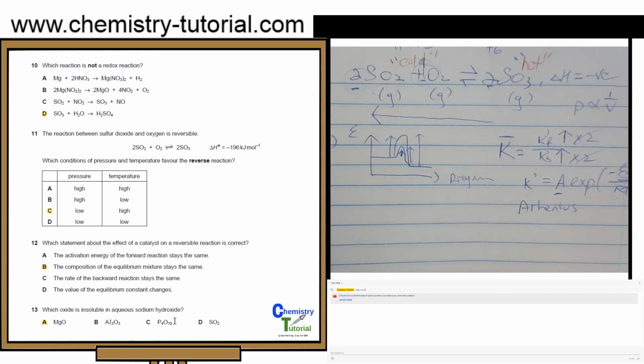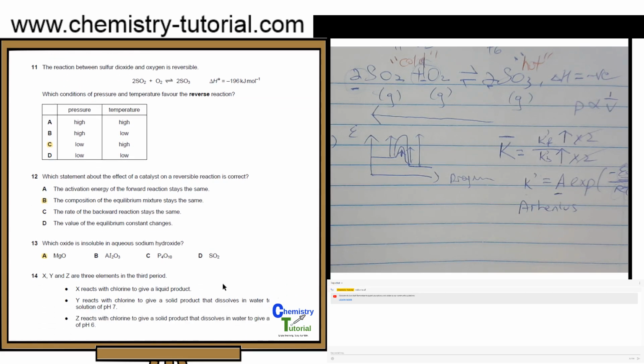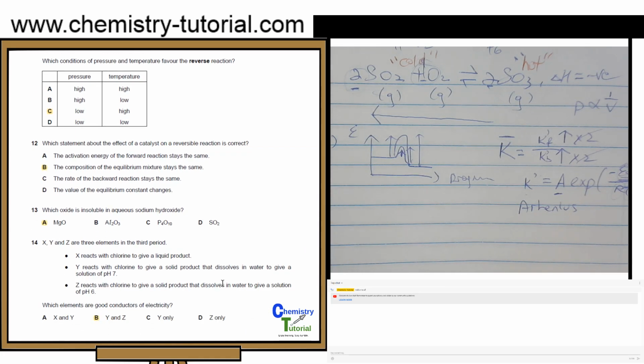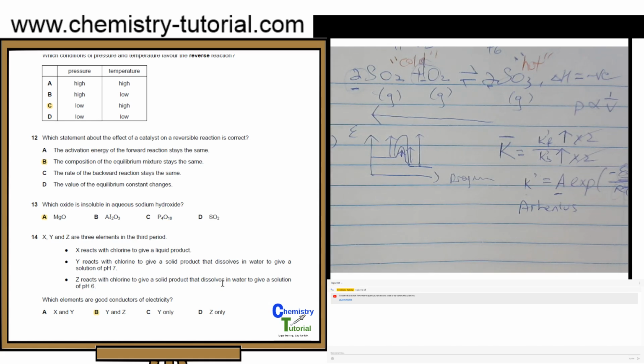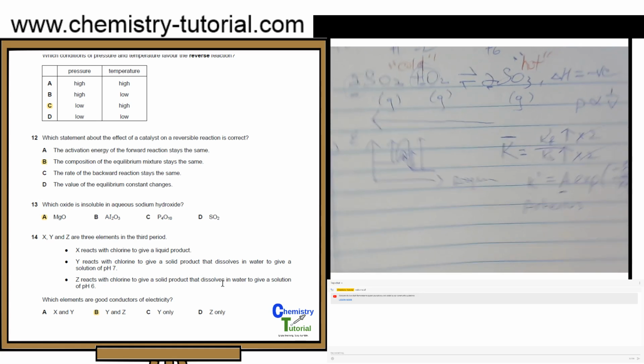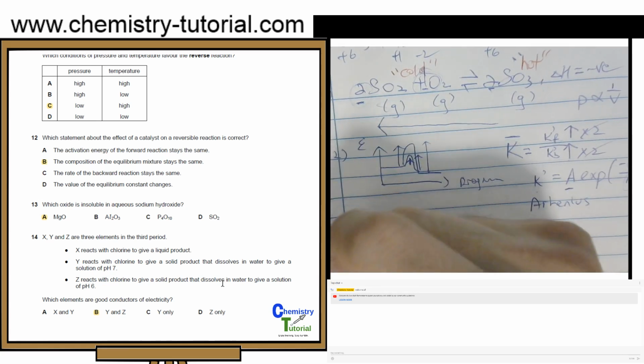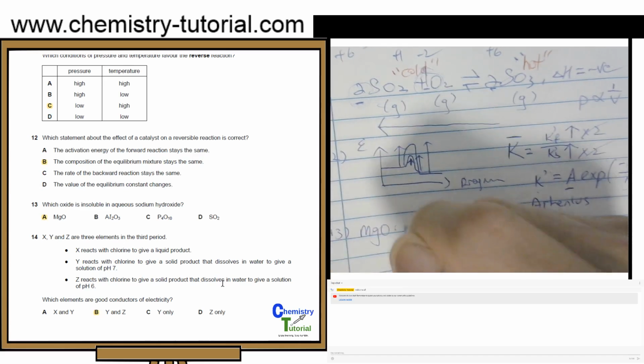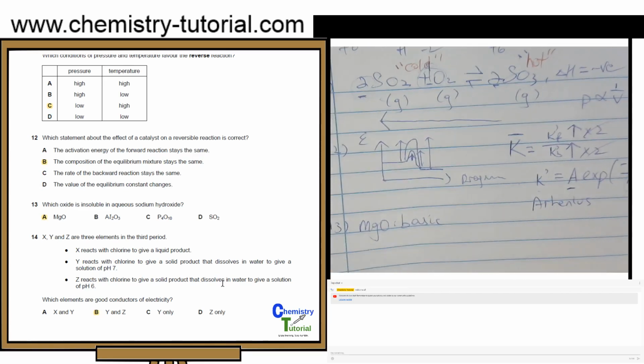Now, let's look at question 13. Which oxide is insoluble in aqueous sodium hydroxide? The word insoluble or soluble actually just means, can it react or not? In other words, I can actually replace this question as which oxide cannot react with aqueous sodium hydroxide? Now, MgO itself is a basic oxide, because it's a metal oxide.